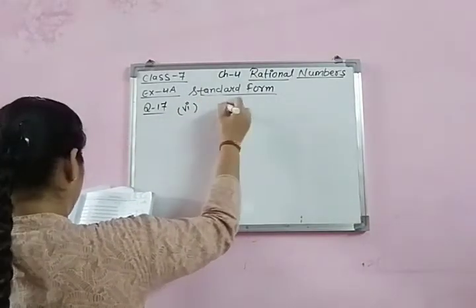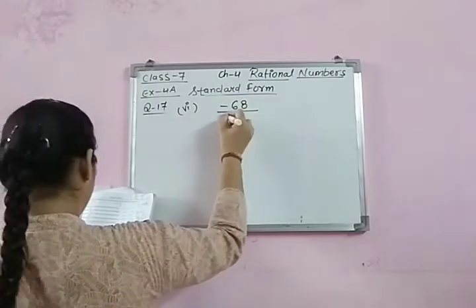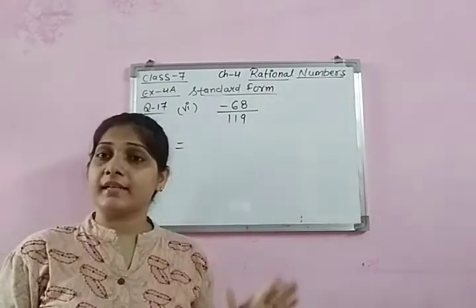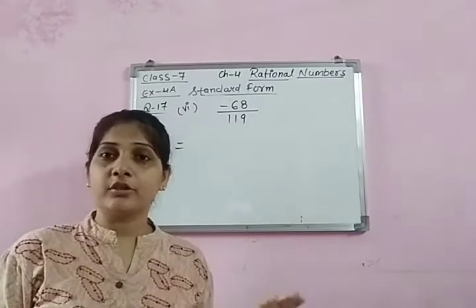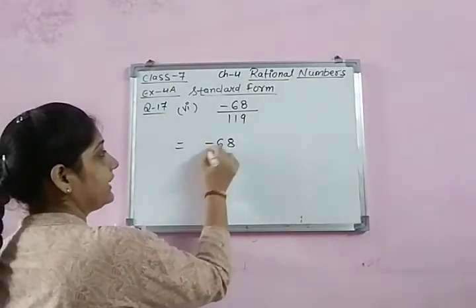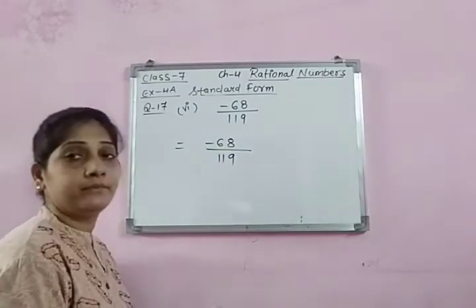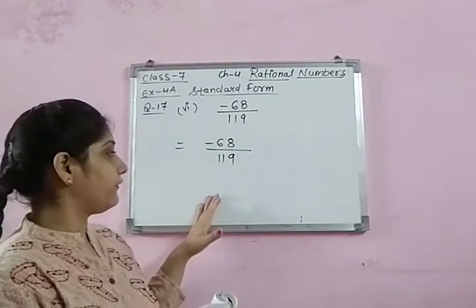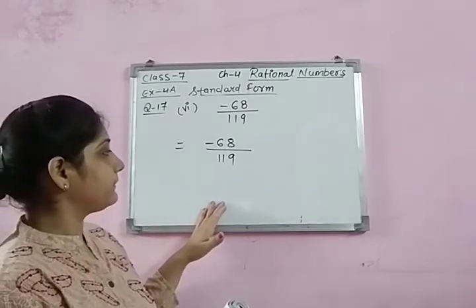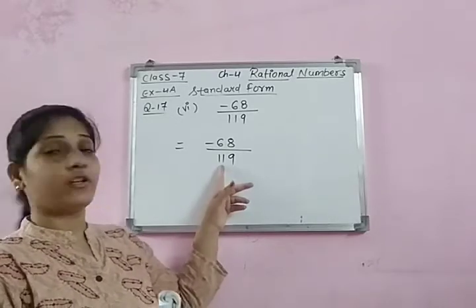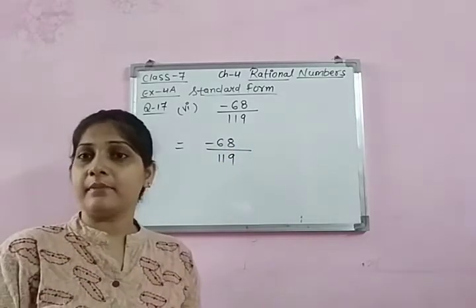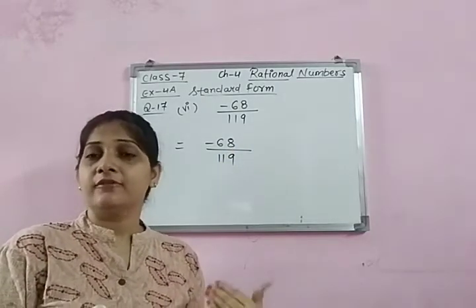Sixth part, -68 by 119. Now in this question, children, the denominator is already positive, so there is no need to multiply by -1. You have to just cancel it out. And when you are cancelling, please choose a perfect table. I think by 4 I can cancel, or not? Maybe not. It is not cancelling by 4. So maybe it's a prime number. You have to check with prime numbers also.